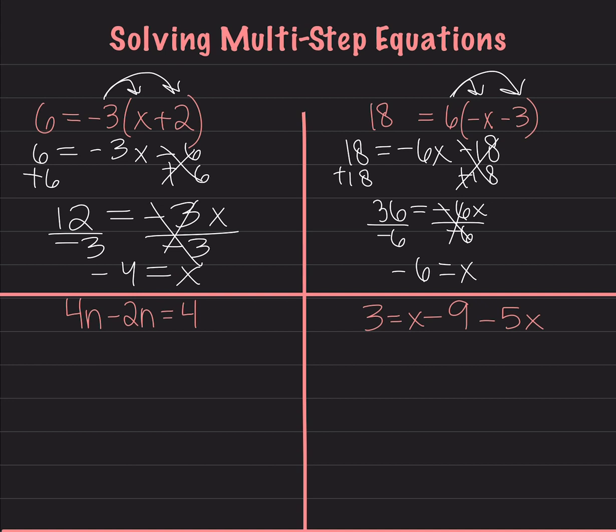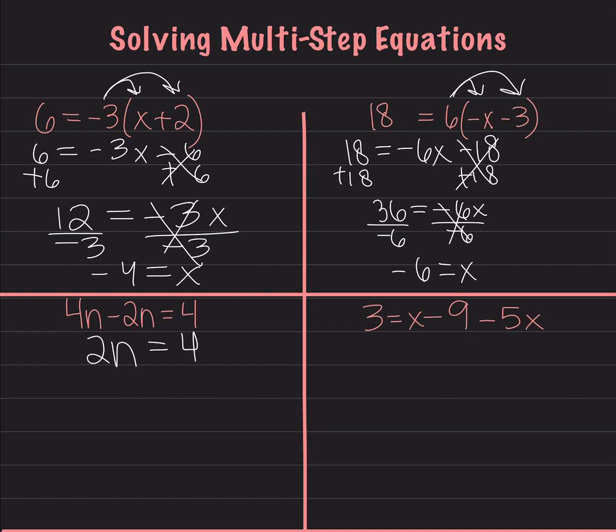Next, we have 4n minus 2n equals 4. This problem is fairly easier since we already have all of our variables on one side and the rest of the numbers on the other side. All we have to do is simplify. 4n minus 2n gives us 2n.